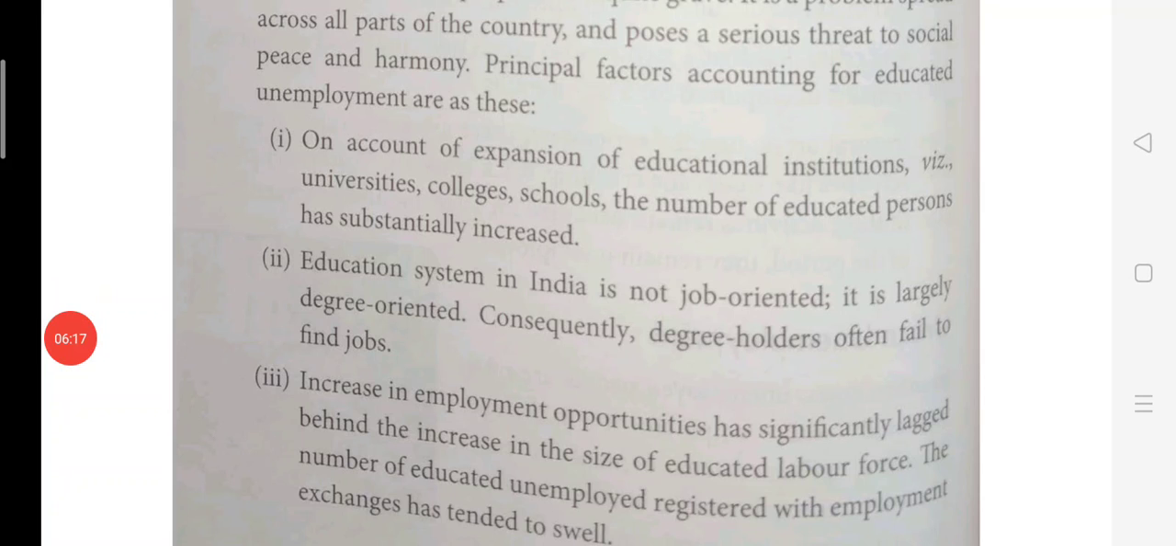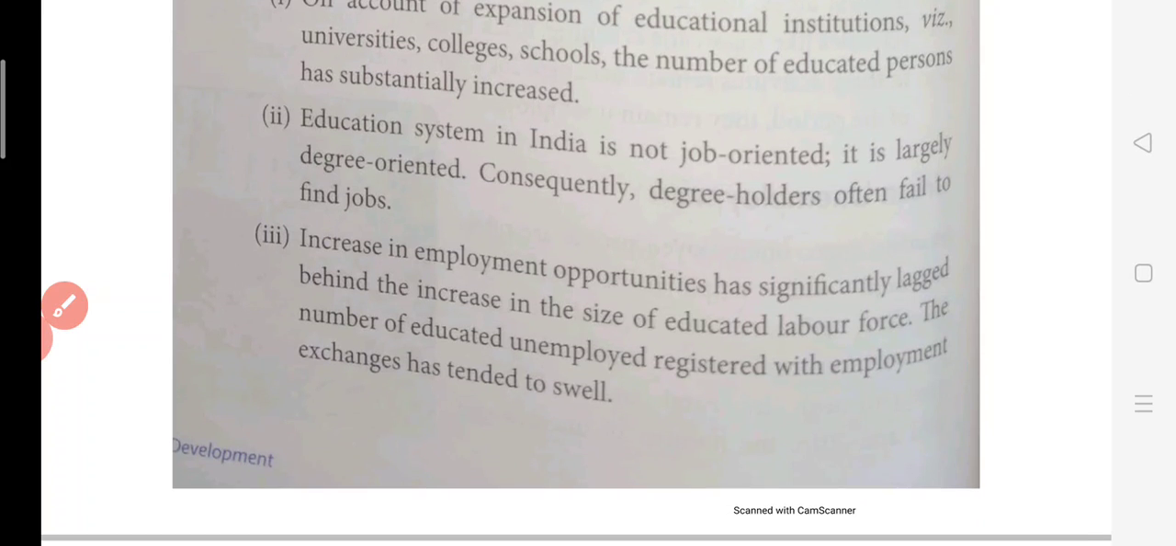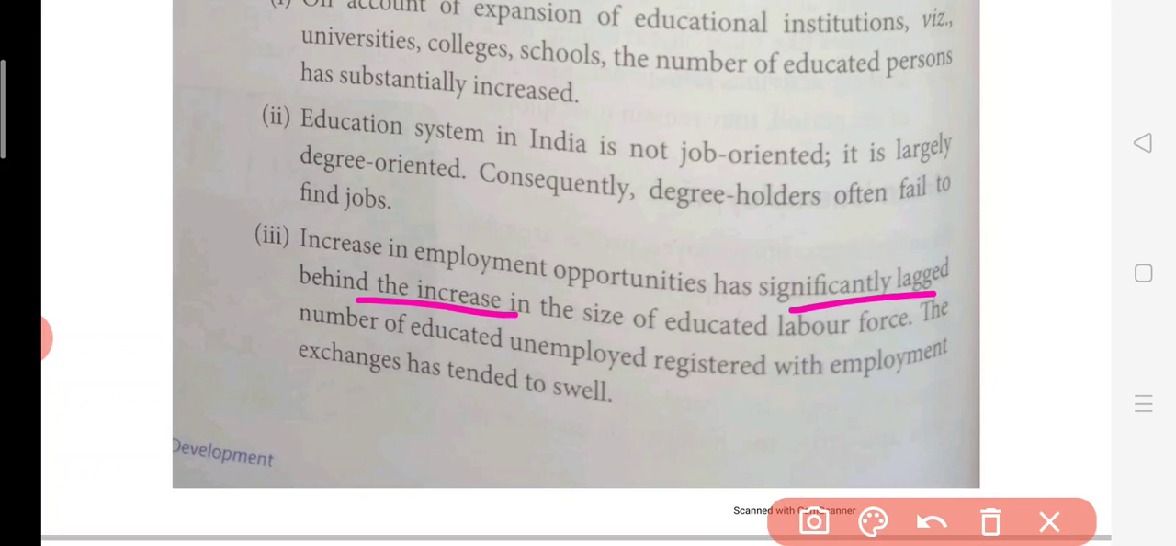Now the second point here is that the education system in India is not job oriented. It means whenever you complete a degree course, you will not get a job, you'll have to search for jobs. So that is another problem. Basically many people who have degrees will be wandering around the markets in search of jobs. Now third point: increase in employment opportunity has significantly lagged behind the increase in the size of the educated labor force.